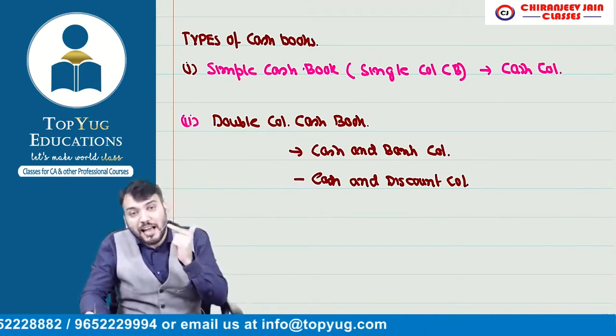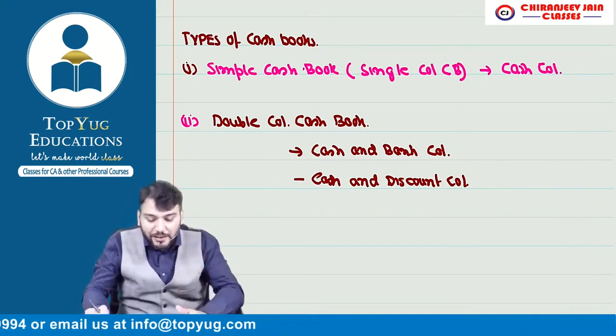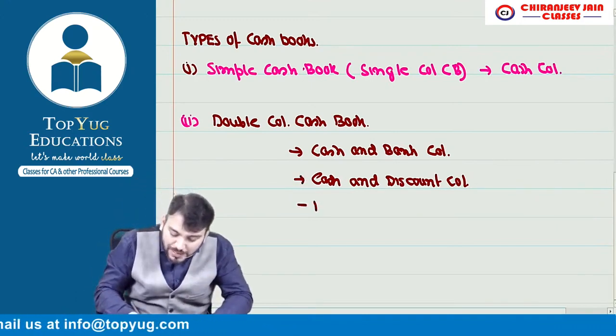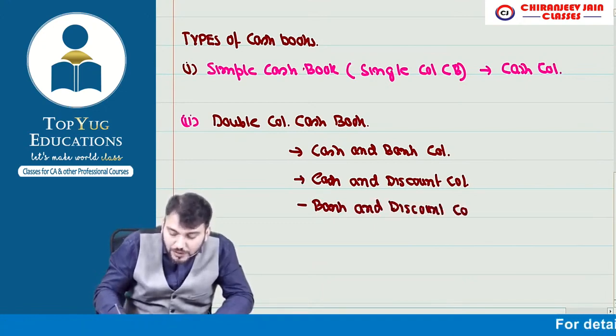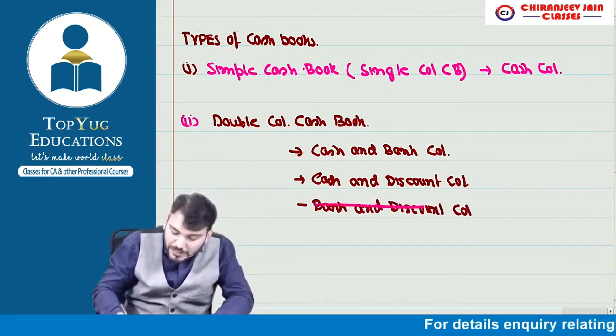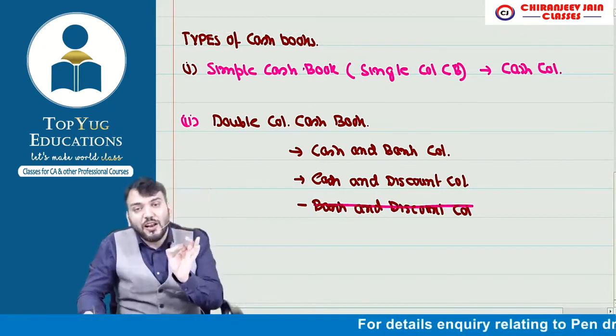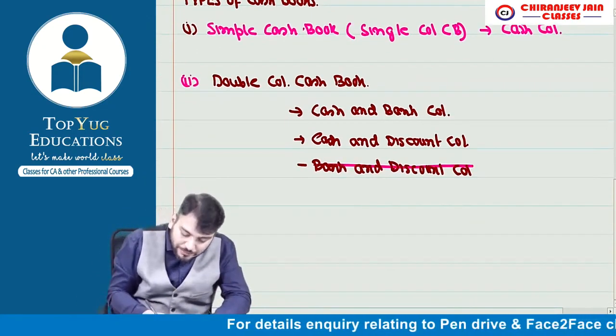It can have cash and discount column, but it cannot be bank and discount column. When I say cash book, the cash column is mandatory. So if I say two column, bank and discount column is not possible. In cash book, cash column is mandatory.